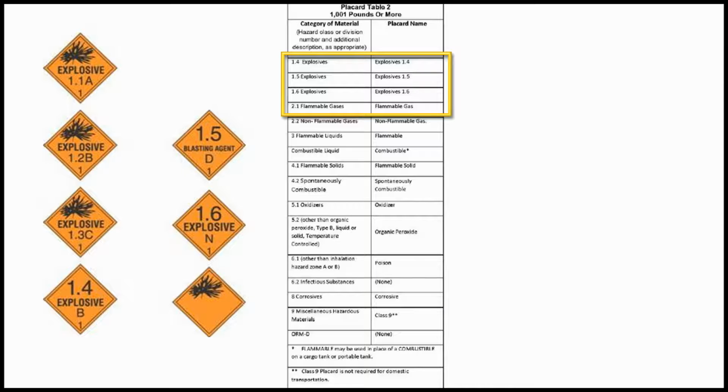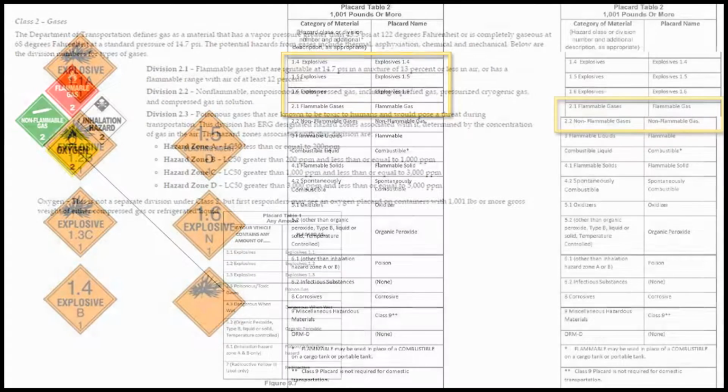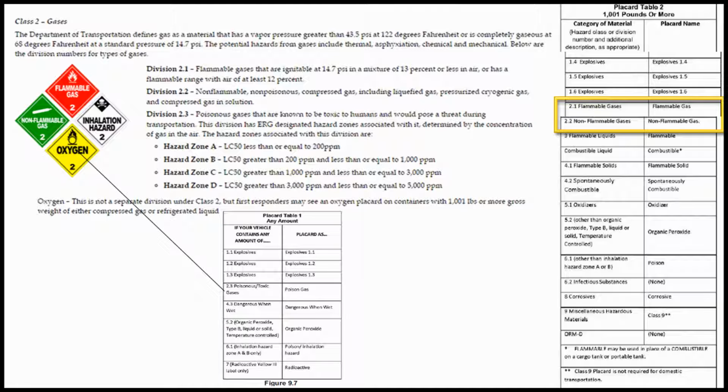Figure 9.8. Placard Table 2, 1,001 pounds or more. Category of material 1.4 explosives, placard name explosives 1.4. Category 1.5 explosives, placard explosives 1.5. Category 1.6 explosives, placard name explosives 1.6. Category 2.1 flammable gases, placard name flammable gases. Category 2.2 non-flammable gases, placard name non-flammable gases.